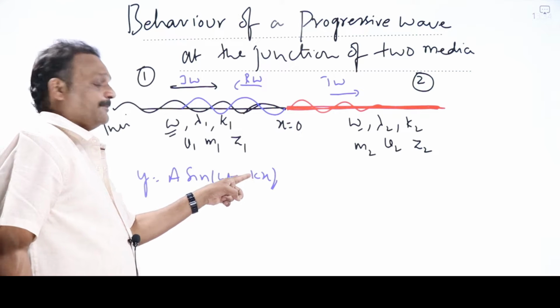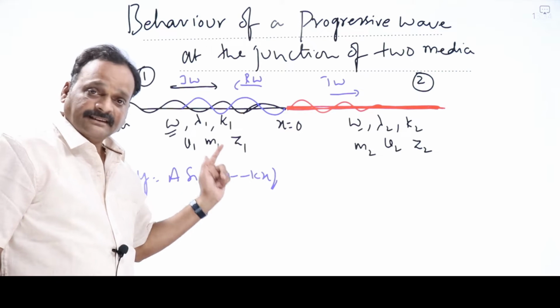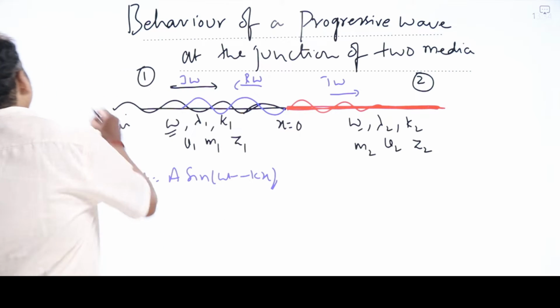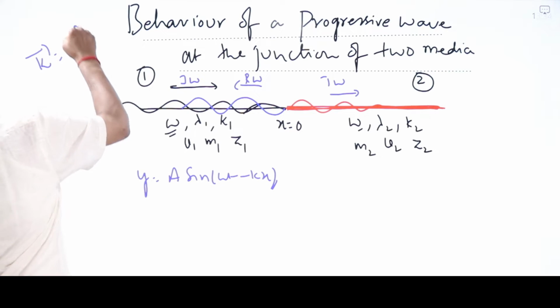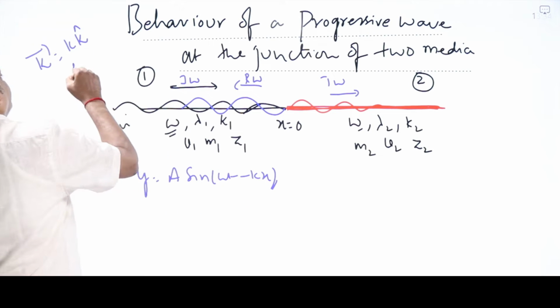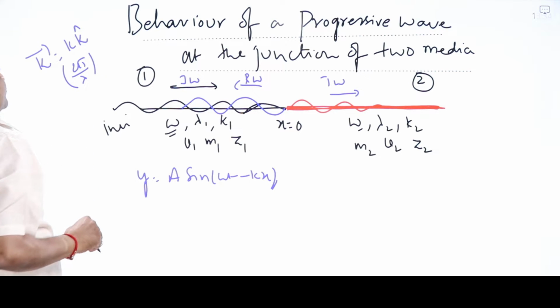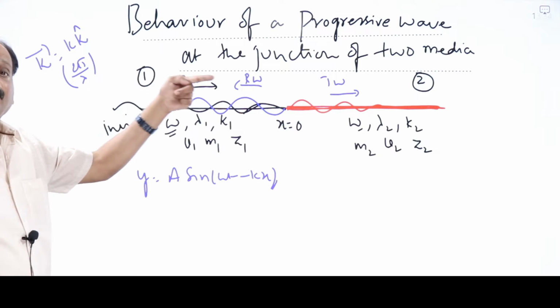k is the propagation constant, or in vector form, the wave vector or propagation vector, k bar. k bar equals k into k cap, where k cap is the unit vector in the direction of wave propagation. k equals 2 pi by lambda, called the wave constant or propagation constant.